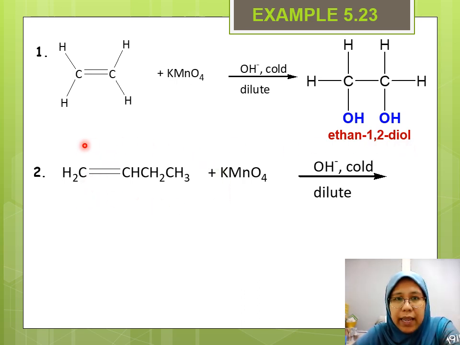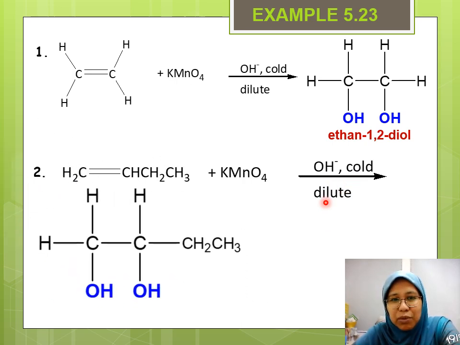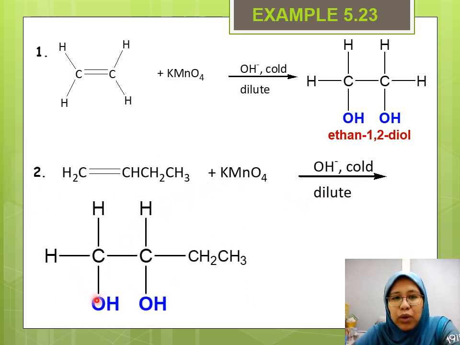Okay. Question number 2. What is the name for this compound? As you can see, there are 1, 2, 3, and 4 carbons. So the name is butene. Now, as it's going to react with potassium permanganate, basic, cold, dilute, or some of your seniors called it BCD, they want to make it easy to remember. The 2 hydroxy groups will be attached to the restricted carbons, and now the name is butane 1,2-diol.